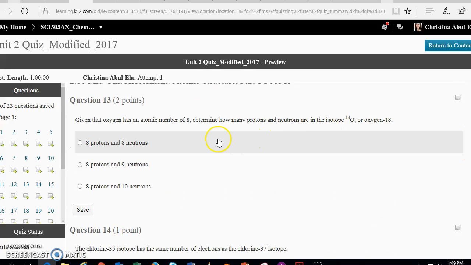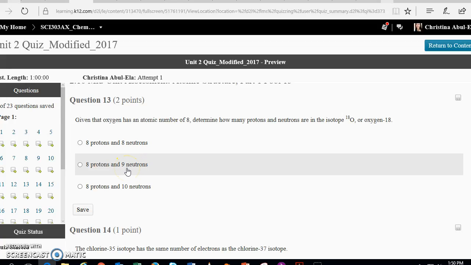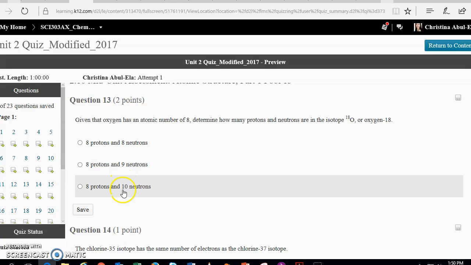Question 13. Given that oxygen has an atomic number of 8, determine how many protons and neutrons are in the isotope oxygen 18, or also written as oxygen-18. 8 protons and 8 neutrons, 8 protons and 9 neutrons, 8 protons and 10 neutrons.